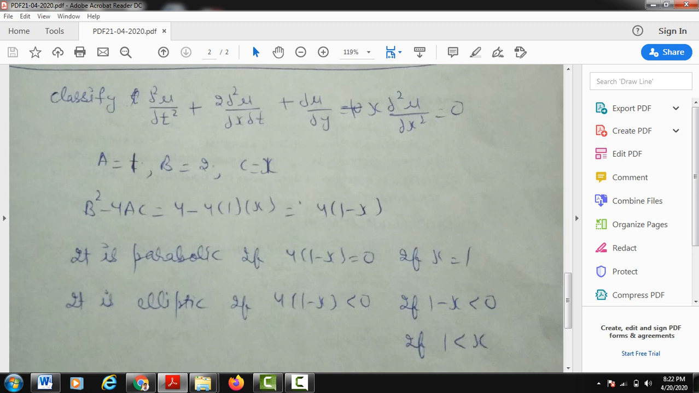That is, if I simplify it, 1 minus x is less than 0. That is if 1 is less than x. So if x is greater than 1, the equation is elliptic.